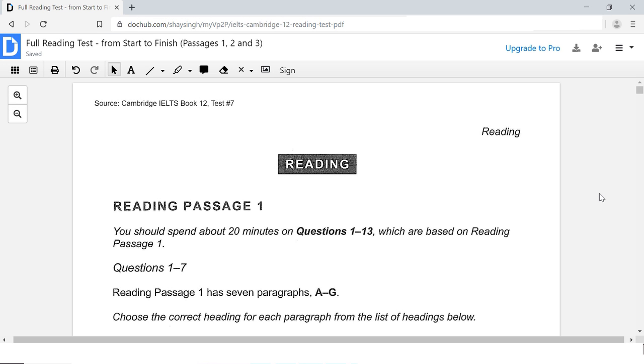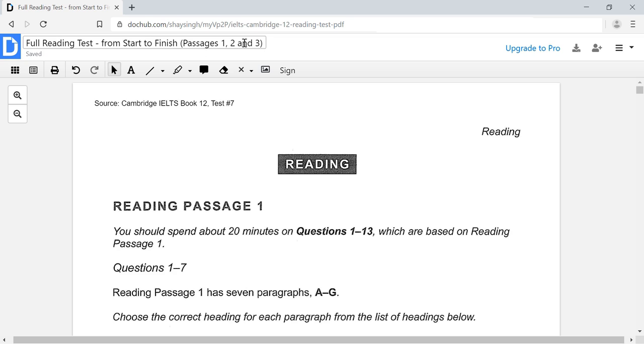So now that you know how to answer every single question type, what we're going to do now is I'm going to be answering an entire reading test for you here. I'm going to be going through each one of the passages, passage number 1, then 2, then 3, and I'm going to be finishing this reading test from the beginning to the end.